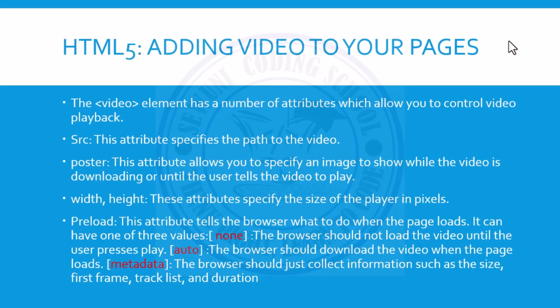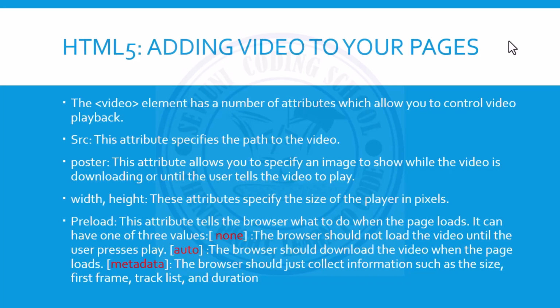Also, poster. The poster attribute allows you to specify an image to show while the video is downloading or until the user tells the video to play. Something like an image that displays when the page is loading, for you to play your video, or for your video to be played automatically. The video element can also have the attributes width and height, just like we have in images. This shows the specific size of the player in pixels. It shows whether you want it rectangular or square, how much height in pixels, how much width in pixels.